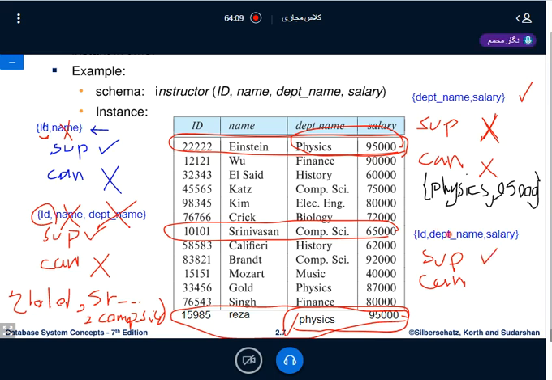Yes, it is a super key because with the ID, dept name, and salary, we can find the unique data. But is it a candidate key?